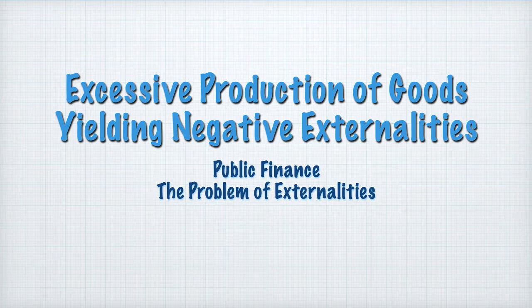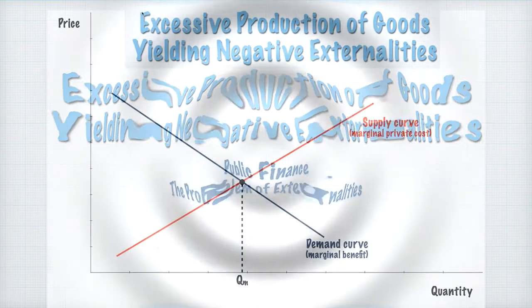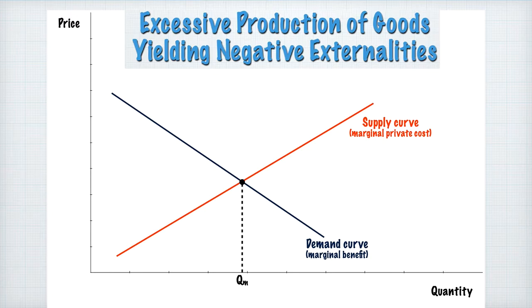the problem of externalities. So here we are going to be taking a look at the supply and demand of a particular product. And the thing I want to point out to you is, again, we have our demand curve, which represents the marginal benefit. We have the supply curve, but here we're only talking about the marginal private cost. That is the cost that the firm actually realizes in the production of a particular product.